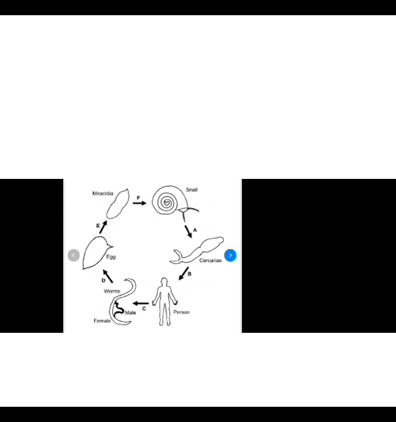So on A, we are having a snail releasing cercaria into fresh water. Then that cercaria penetrates the skin of individuals exposed to water. And then on C, we are having worms swarming to the target organ. And then on D, we are having worms mating and releasing eggs.